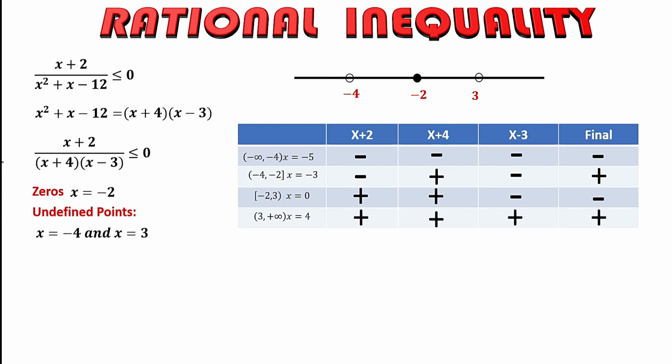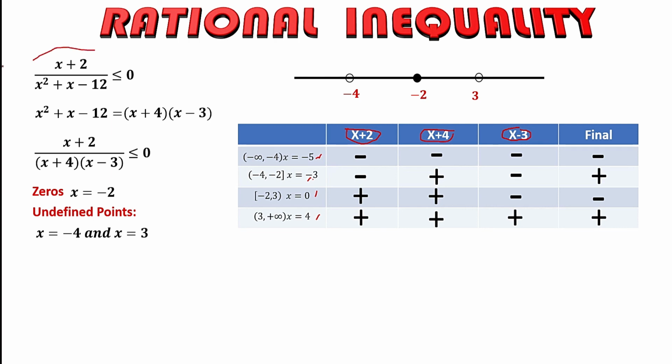For example, in the first interval, I use negative 5. Negative 5 is in the interval negative infinity to negative 4. Negative 3 is in this interval, 0 in this interval, 4 in this one. You plug the corresponding value into each expression and find the sign. And now you multiply the signs. Negative times negative times negative is negative. Negative times positive times negative is positive. Positive times positive is positive.